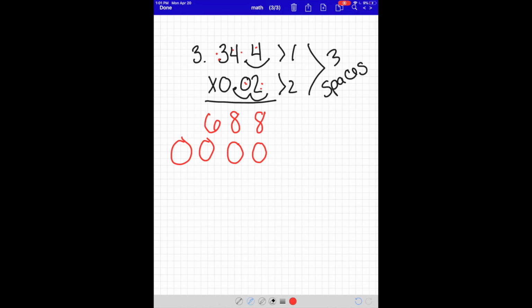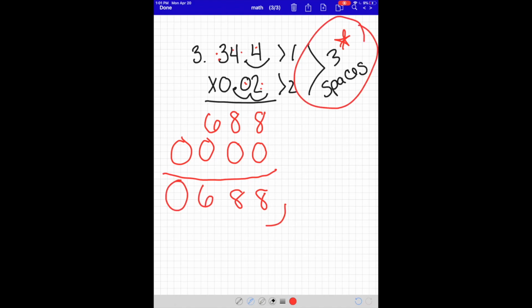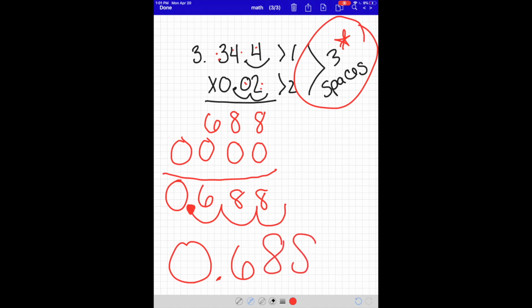This seems silly because you know 0 times anything is 0, but this is where these are going to come in. So then we're going to add them together, and we get 8, 8, 6, 0. Then we can do our 3 spaces, and we get 0.688.